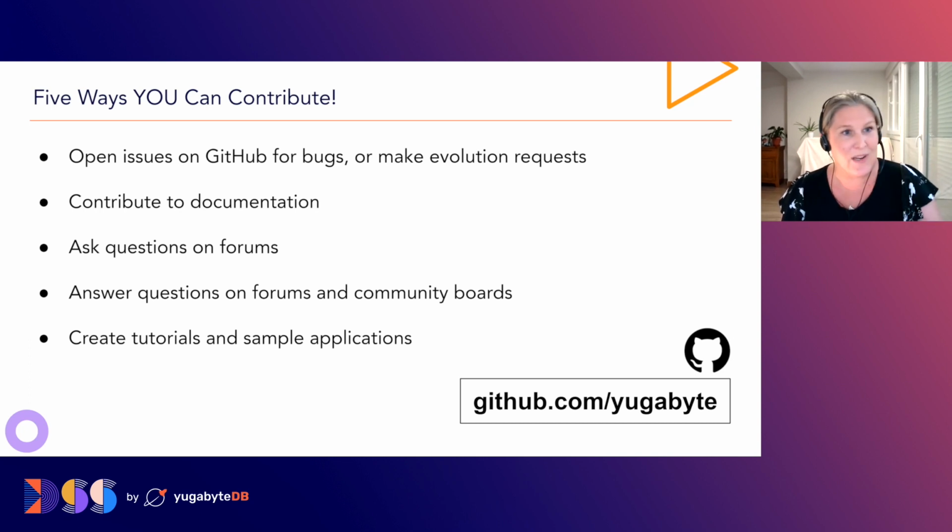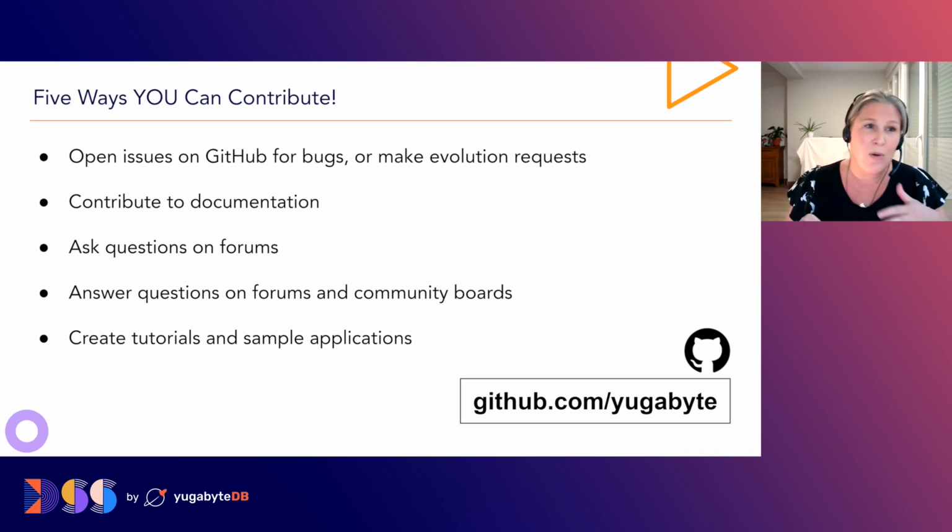So here you can see on the list, these are 5 ways you can contribute. And I think part of it is just getting involved, ask questions on forums, answer questions that you know the answer to, guide new people, say hello, create tutorials and sample applications. There's been some really cool things floating around on LinkedIn and YouTube recently that have given some brilliant examples of how Yugabyte works for particular use cases. And people are really interested in that.